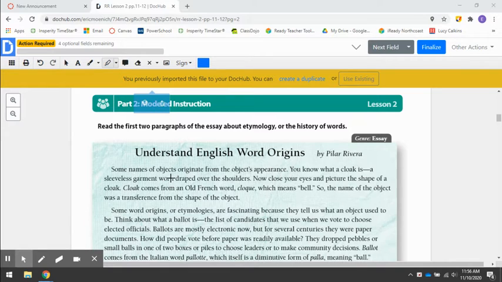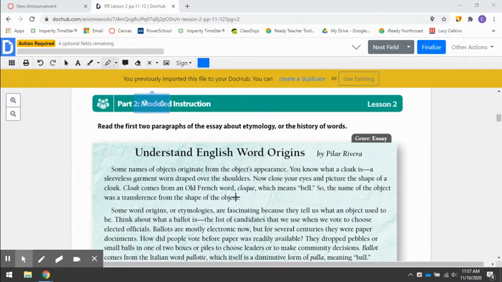Some names of objects originate from the object's appearance. You know what a cloak is, a sleeveless garment worn draped over the shoulders, right? So it's kind of like something with like this big hooded robe, right? So now close your eyes and picture the shape of a cloak. Cloak comes from an old French word, cloque, which means bell. So the name of the object was a transference from the shape of the object, right?